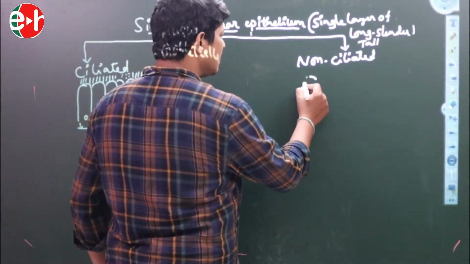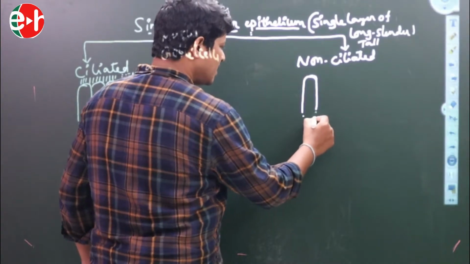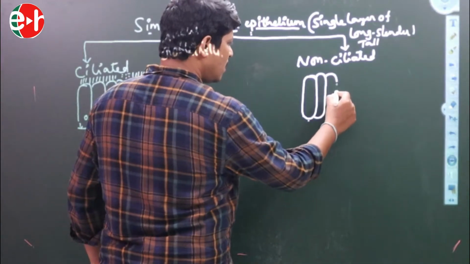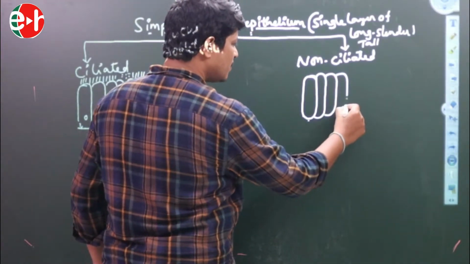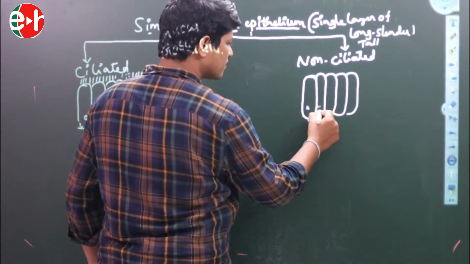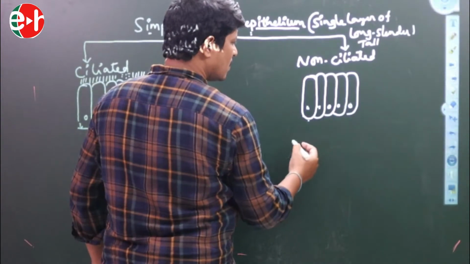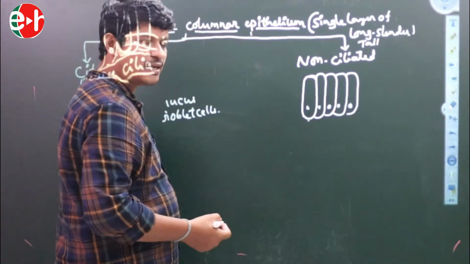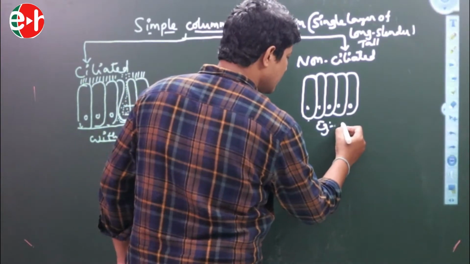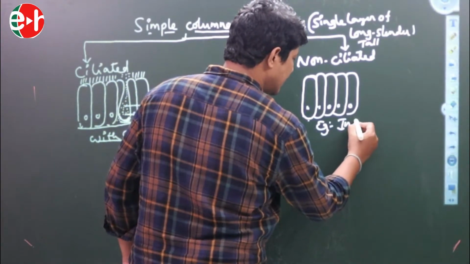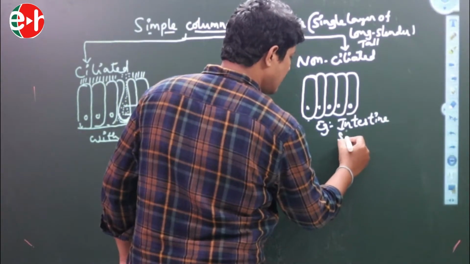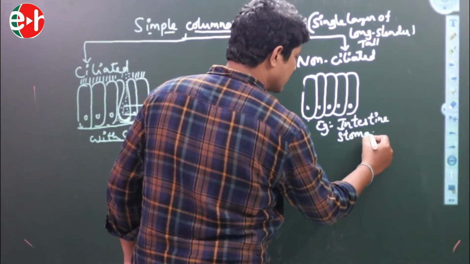Non-ciliated columnar epithelium is the columnar epithelium without cilia. Examples of non-ciliated columnar epithelium are the intestine and the stomach.